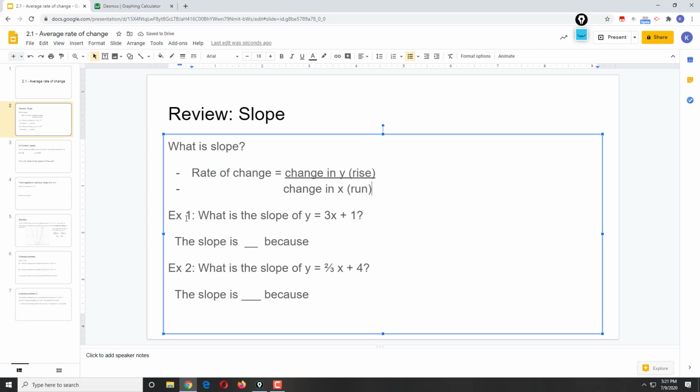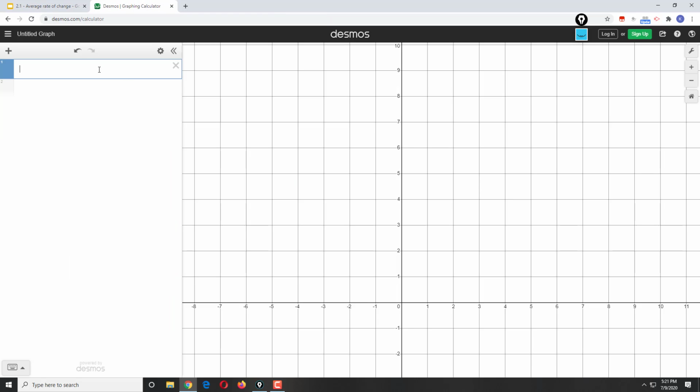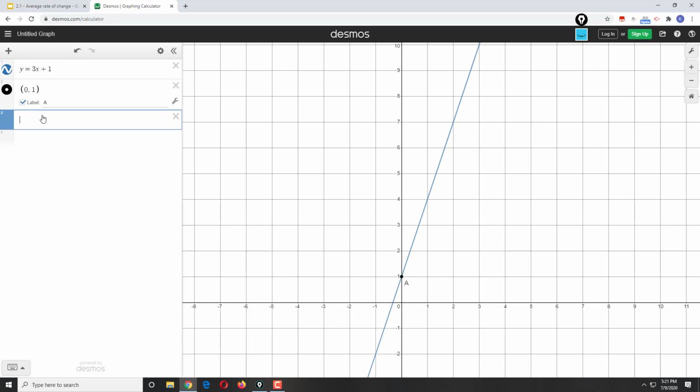Let's look at some examples. Example 1. What is the slope of y equals 3x plus 1? Let's look at the graph. Here's our line. Let's pick 2 points. 0, 1 is a point on the graph. Let's call this point A. 1, 4 is also a point on the graph. Let's call this point B.